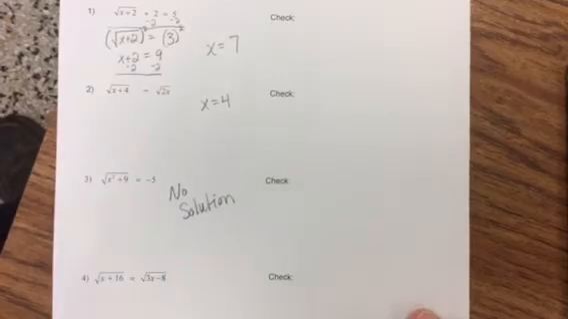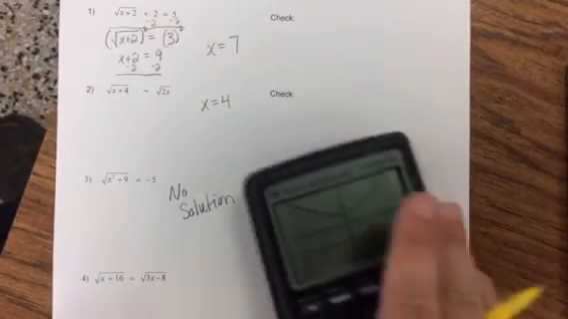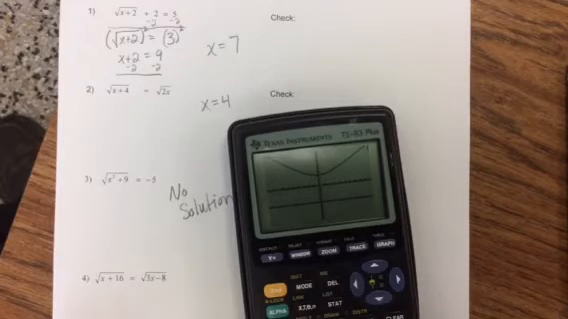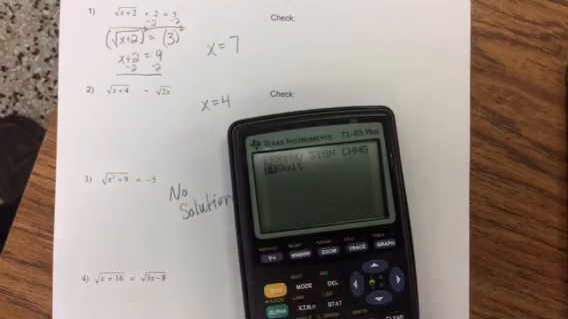That's only if they don't touch. And if you wanted to try to run an intersection, second trace 5, enter, enter, enter, you're going to get an error message. That error message will be no sign change, which means they don't touch.